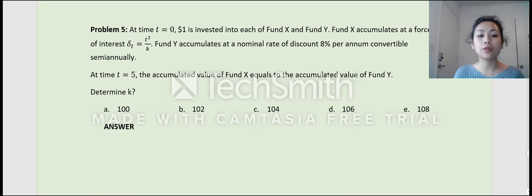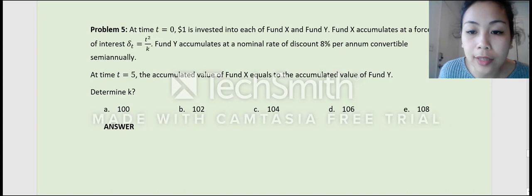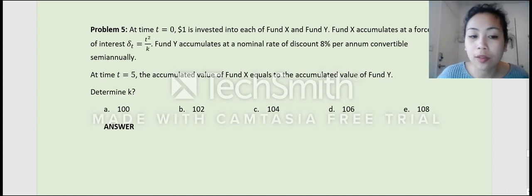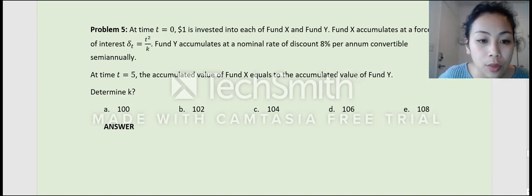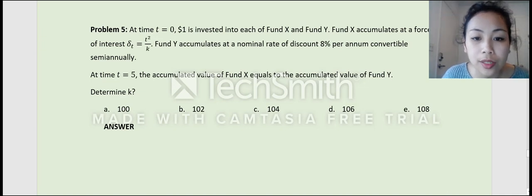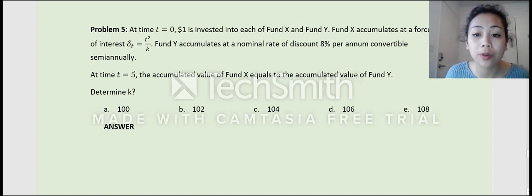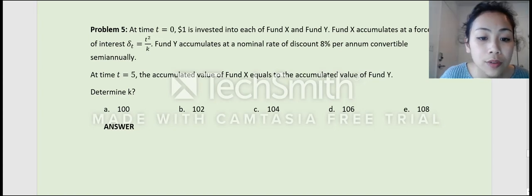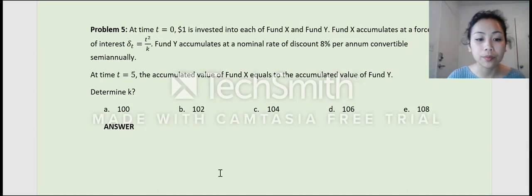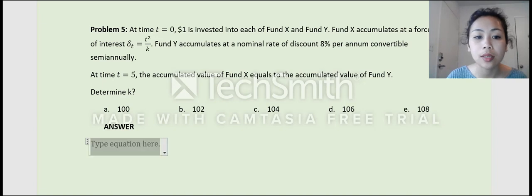At time t equals 0, $1 is invested in each of fund X and Y. Fund X accumulates at a force of interest delta t equals t squared over k, and fund Y accumulates at a nominal rate of discount 8% per annum, convertible semi-annually. At time t equals 5, the accumulated value in fund X equals fund Y. We need to find A of t first.